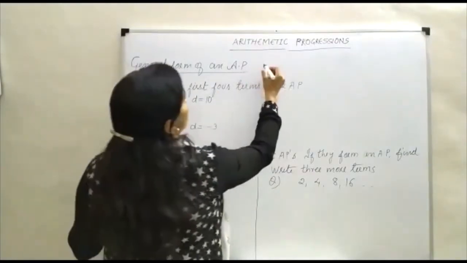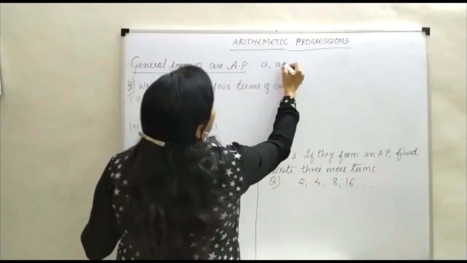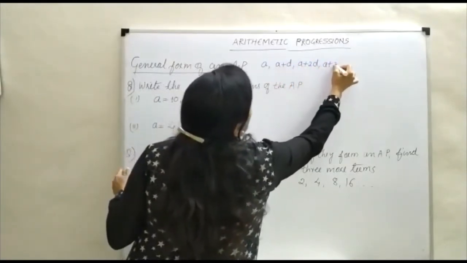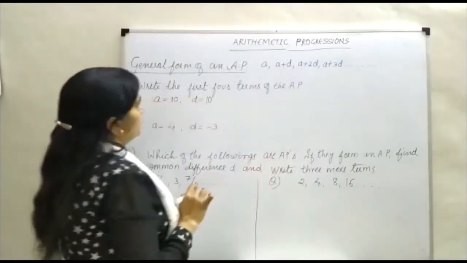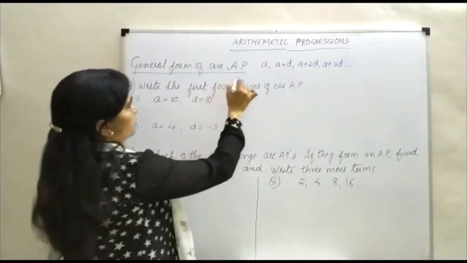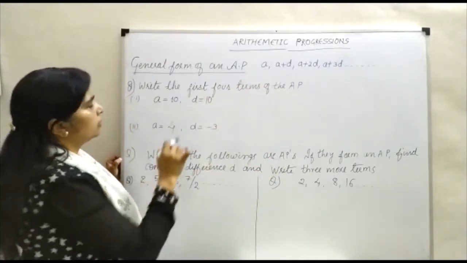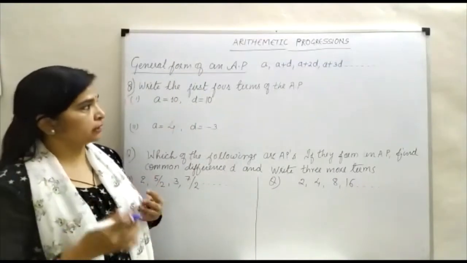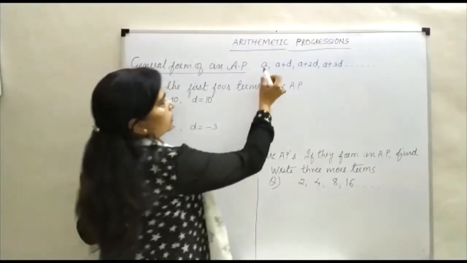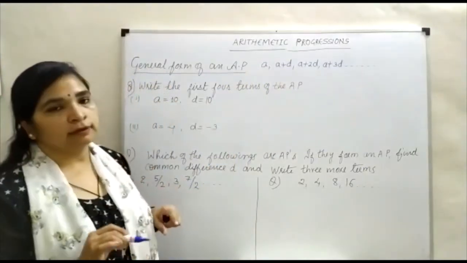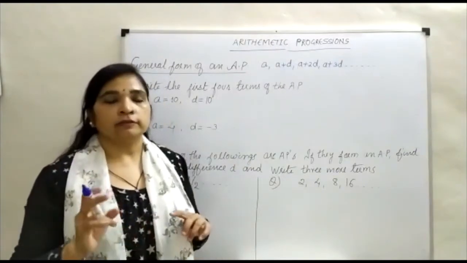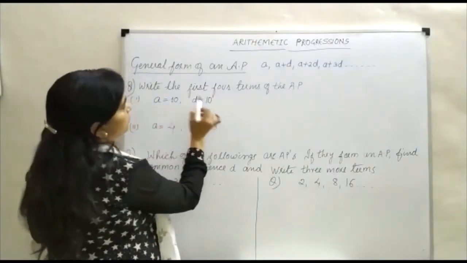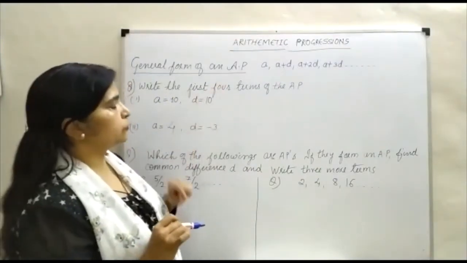So, the general form of your AP takes the form A, A plus D, A plus 2D, A plus 3D and so on. Now, based upon this general formula, I am taking one question: write the first 4 terms of the AP. For writing any terms of an AP, you need only 2 things: A is your first term, and D is the common difference, which is obtained by subtracting the first term from the second term. Here A is given as 10 and D is also given as 10. We are supposed to write the first 4 terms of the AP.